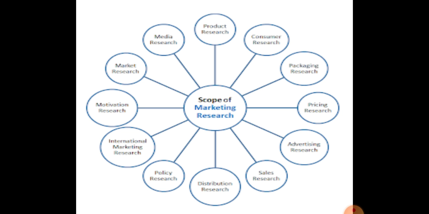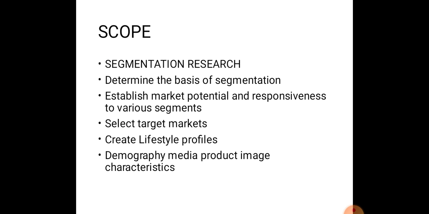So let us discuss the scope of marketing research one by one. In this diagram, there are many types of factors which come under the scope of marketing research: motivation research, market research, media research, product research, consumer research, packaging research, pricing research, advertising research, sales research, distribution research, policy research, international marketing research. These are the various types of research which come under the scope of marketing research. So let us discuss this one by one.